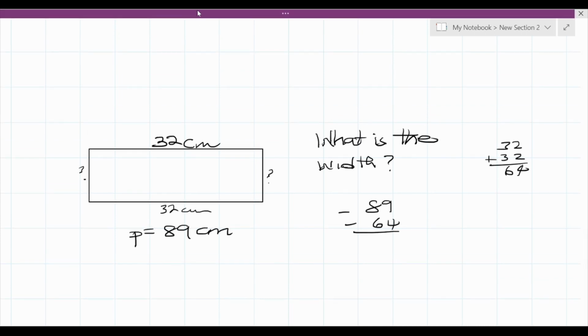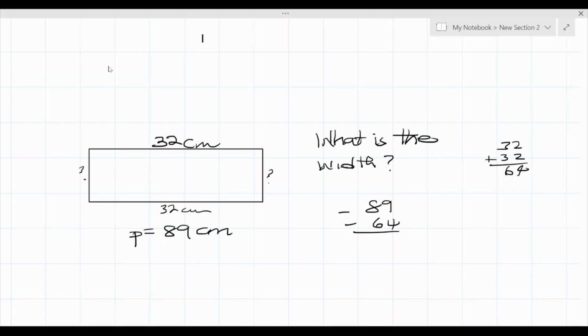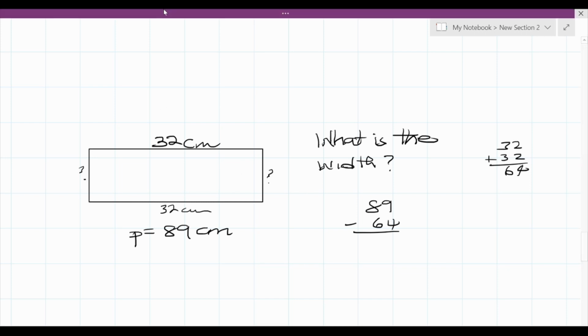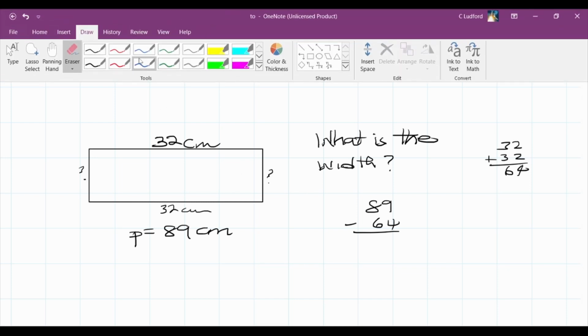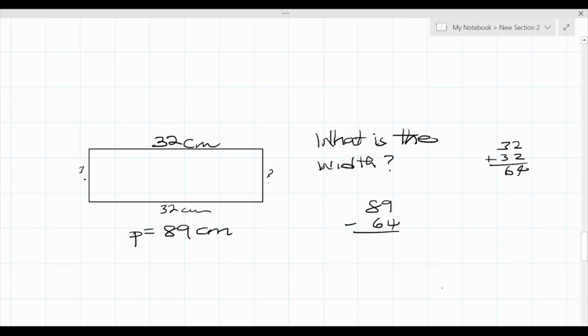All right, so let me just make this a little neater here. Take this one out. All right, good. Let's work with this now. 4 from 9 would leave me with 5, and then 6 from 8 would leave me with 2. So it means that between the short sides we have 25 centimeters, right?